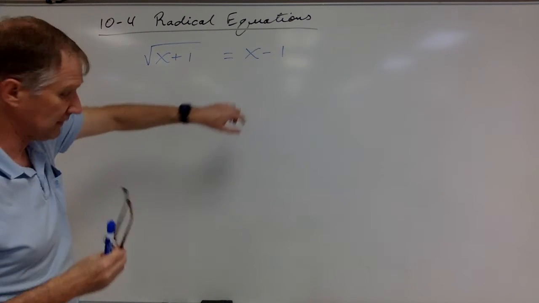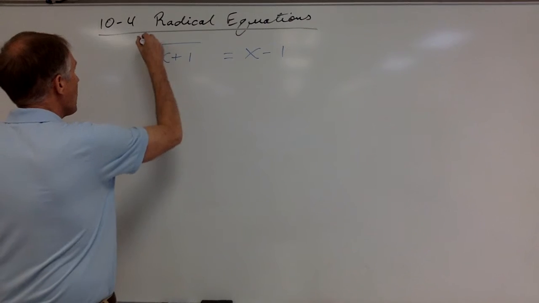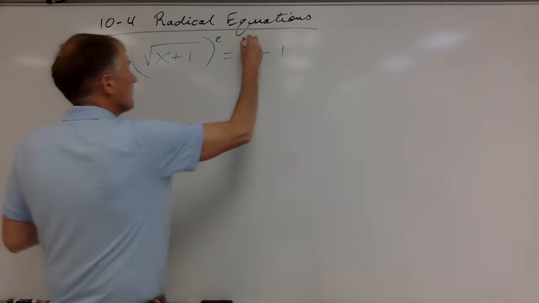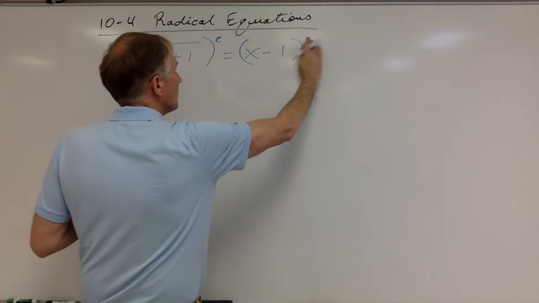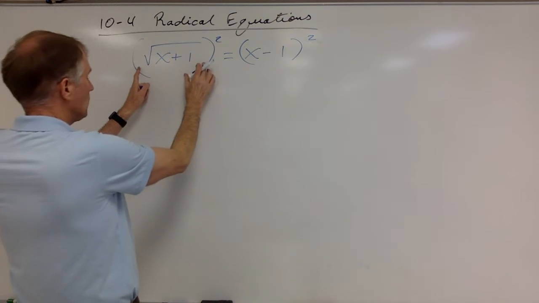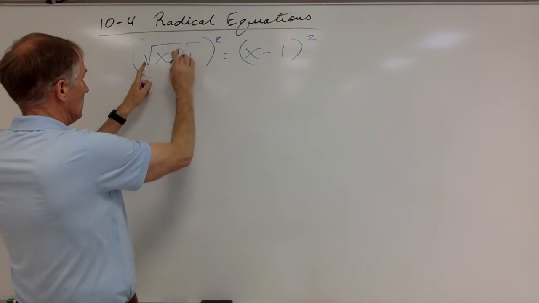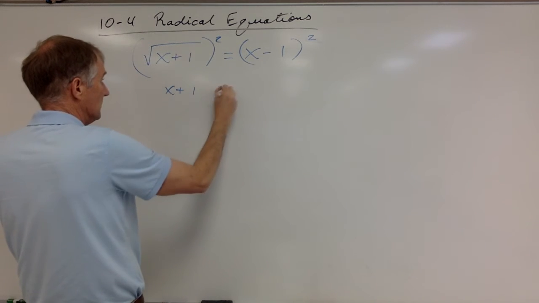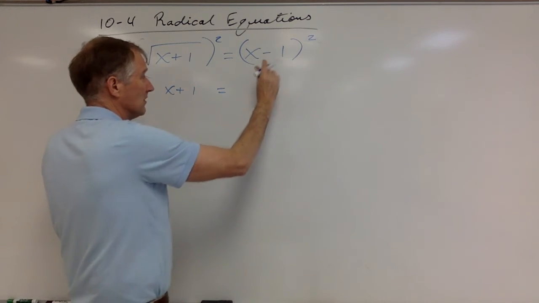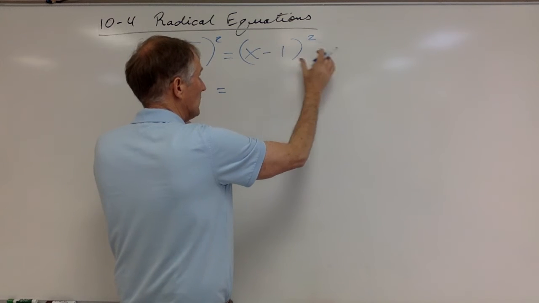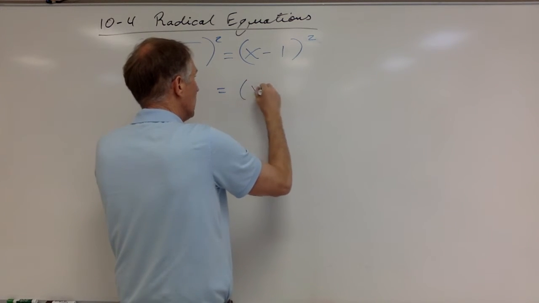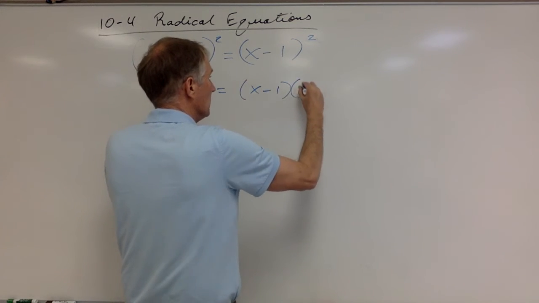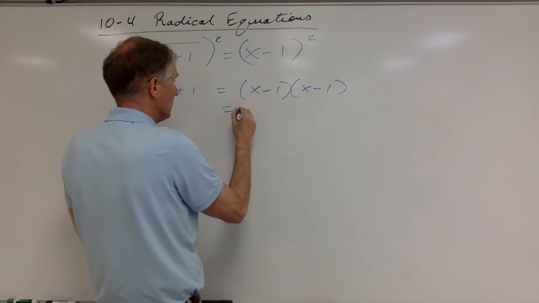We square both sides. So this whole thing's squared because it's all under the radical. So that squared is x plus 1. That's easy. But this one, be careful because, remember, this is x minus 1 times itself. So that's x minus 1, x minus 1. So we have to be careful.